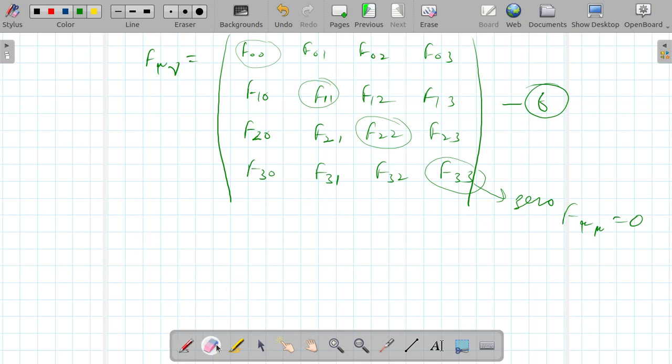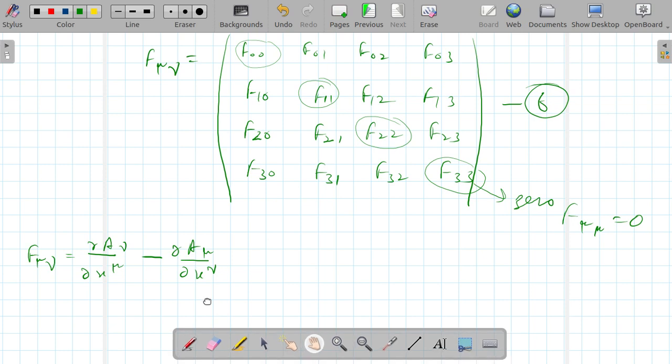Now let us recapitulate, or let us consider F mu nu. It is equal to, as we defined, curly A nu over curly x mu minus curly A mu over curly x nu. So let us try to calculate all these values. Let me calculate F01, F02, F03, F10, F20, F30, and these quantities we have to evaluate, right? So first of all, I have to evaluate these quantities, and then I have to calculate all these values, right?